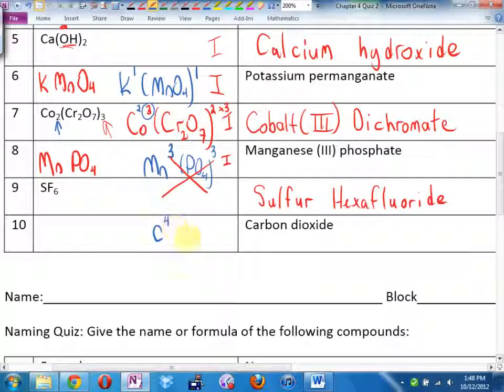Oxygen normally has 2, but what does the di mean? How many oxygens are there? 2? Do my charges balance? Yes, they do. So it is CO2. So even if you didn't get the name, you could find it from there, even if you haven't memorized.